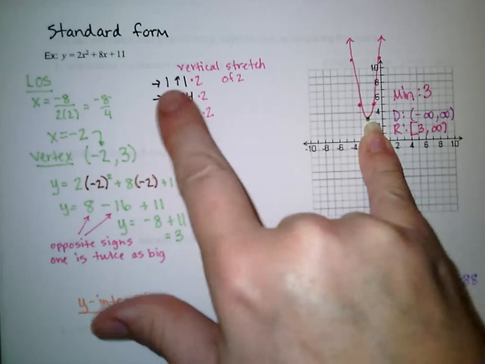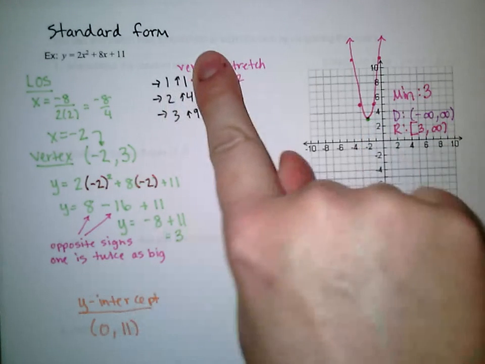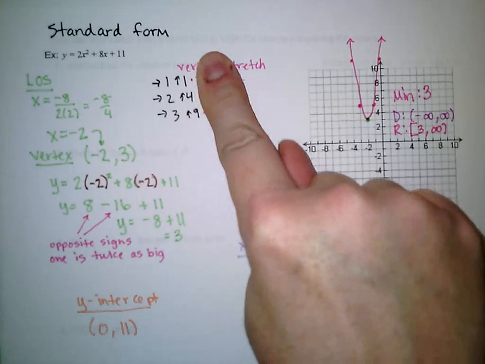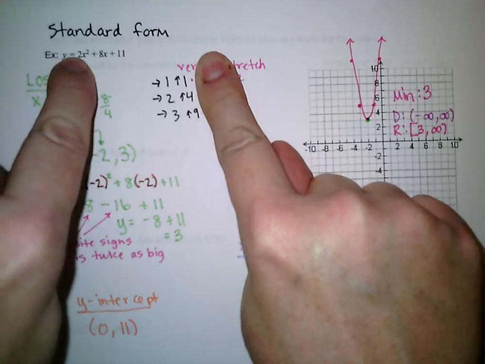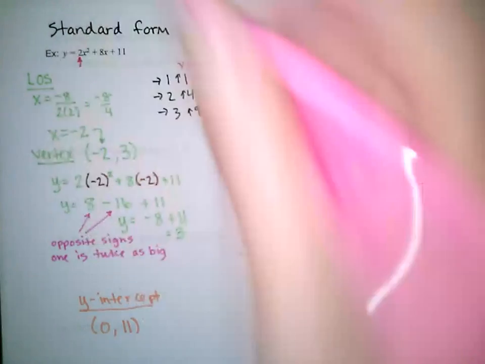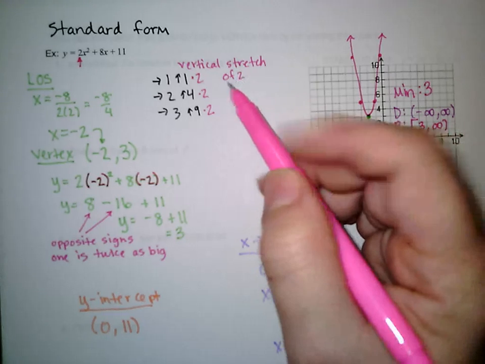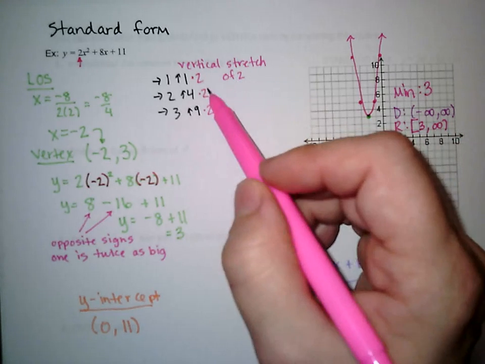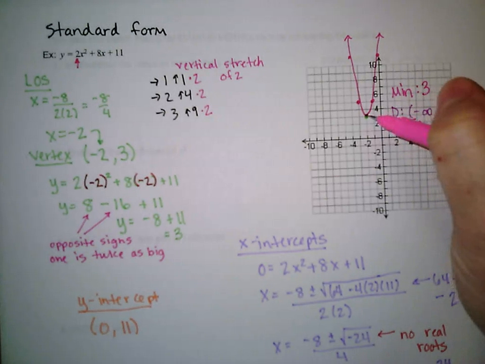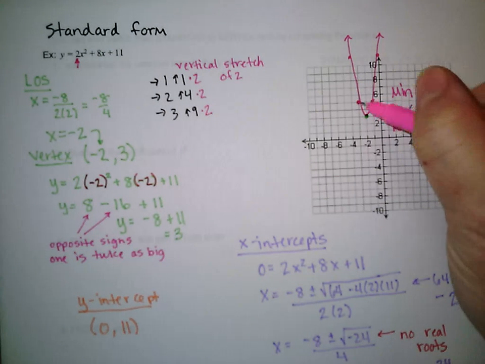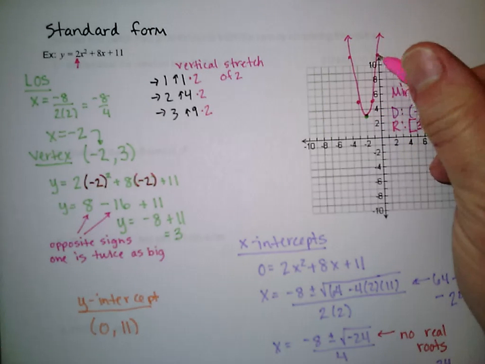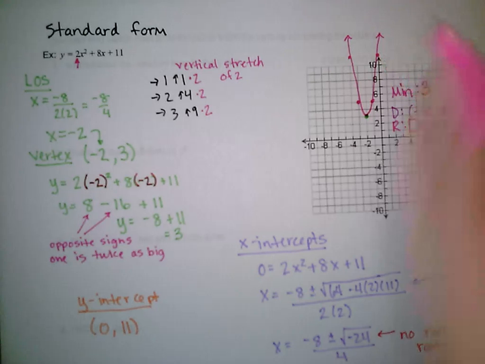Then the regular pattern for a parabola is over 1, up 1, over 2, up 4, over 3, up 9. But then this one has a vertical stretch. So this is a vertical stretch of 2. So I multiply all my ups by 2. So from the vertex, I went over 1, up 2 on both sides, and then back to the vertex, over 2, up 8, which took me slightly off my graph, but that's okay.